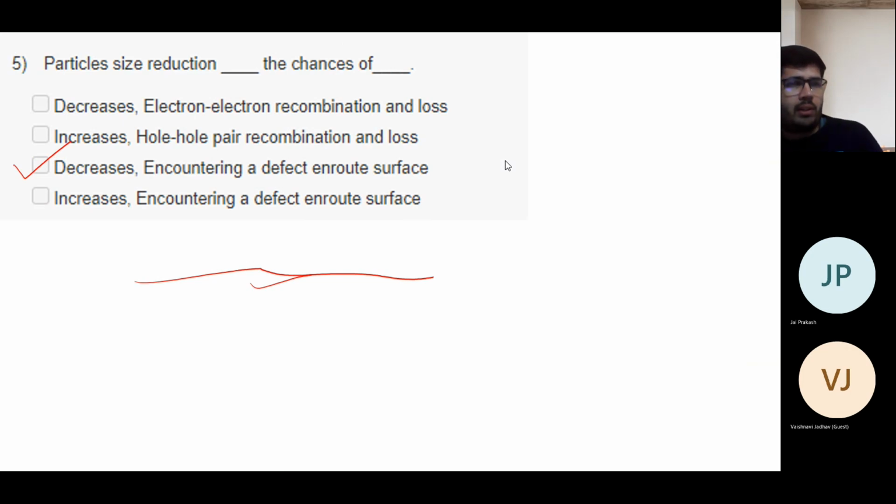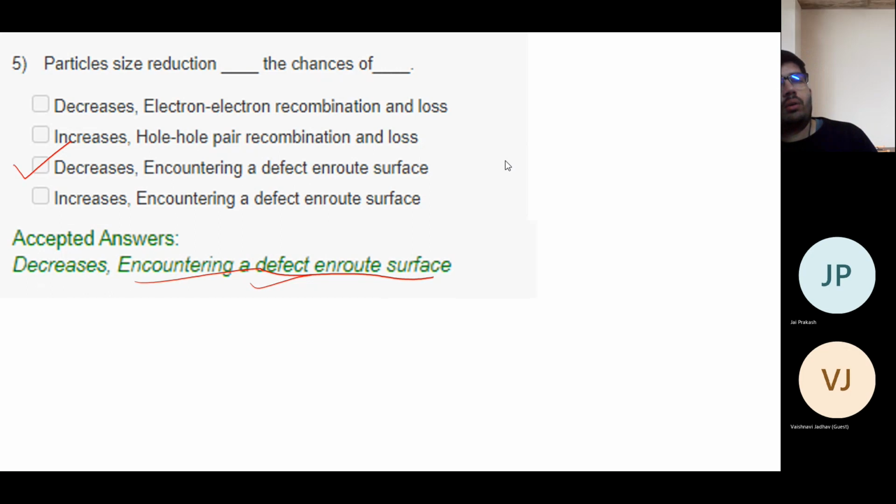Question number 5: particle size reduction does what to the chances of something? So we need to tell what the particle size reduction is doing. Basically, particle size reduction decreases the chances of encountering a defect in the root surface, so it will decrease the electron-hole recombination. So the correct answer will be option C, decrease in encountering a defect in the root surface.